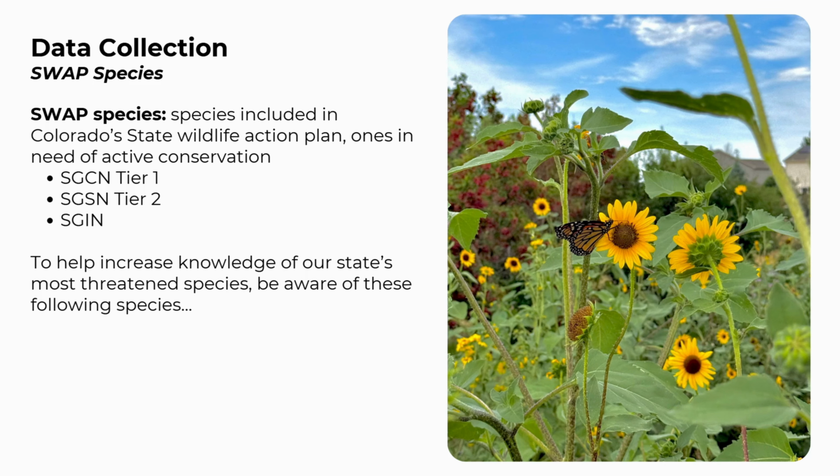And this puts these animals into 3 tiers. So SGCN, or Species of Greatest Conservation Need. That tier 1 is also going to include a lot of animals that we'll see on the endangered species list as well at the federal level. We'll see tier 2, which may be locally endangered but not federally.